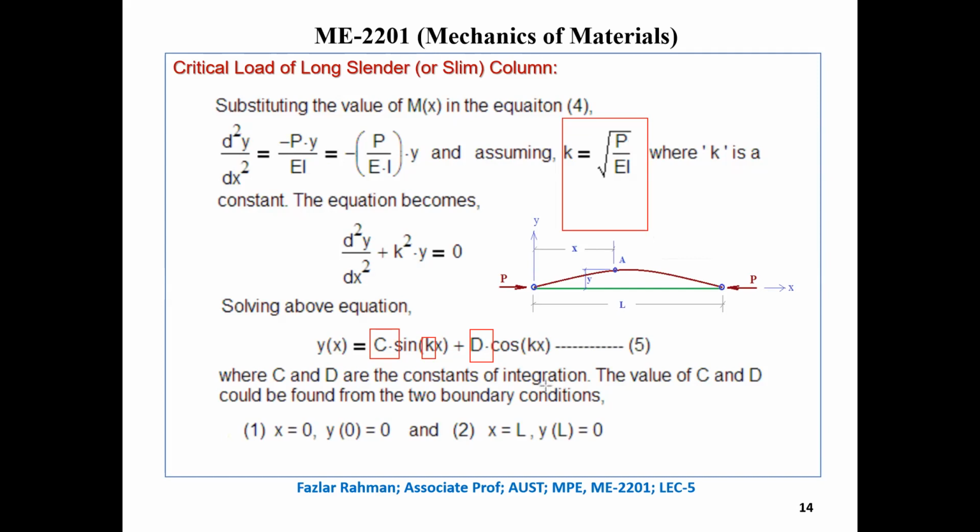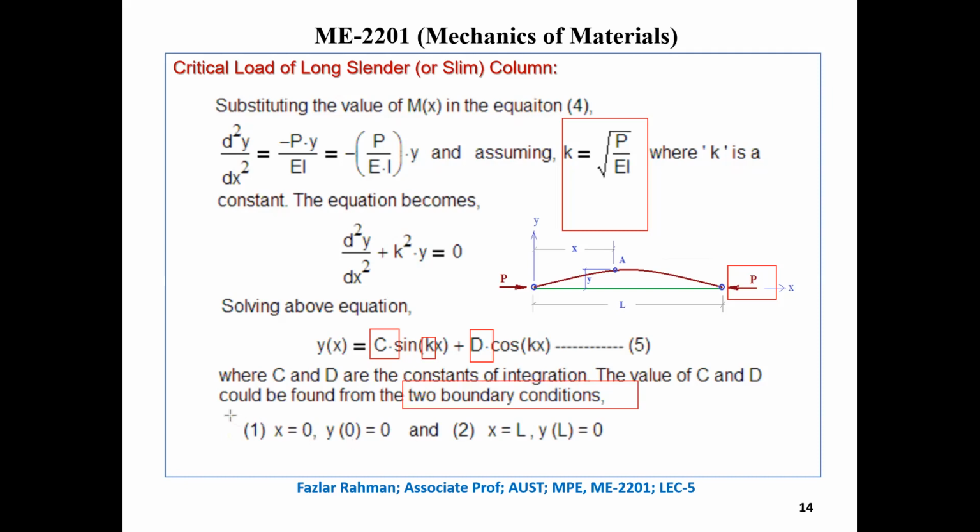Now, how can we solve this differential equation? We are able to solve it, and for the minimum value of y, you will get the P critical. So we need to figure out what the minimum value of y will be for the load. And we also need to figure out the values of these two constants, C and D. The values of C and D can be found from the two boundary conditions.